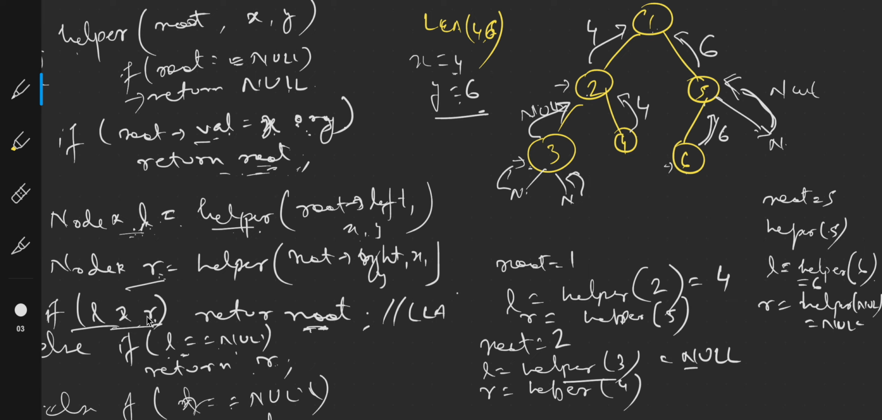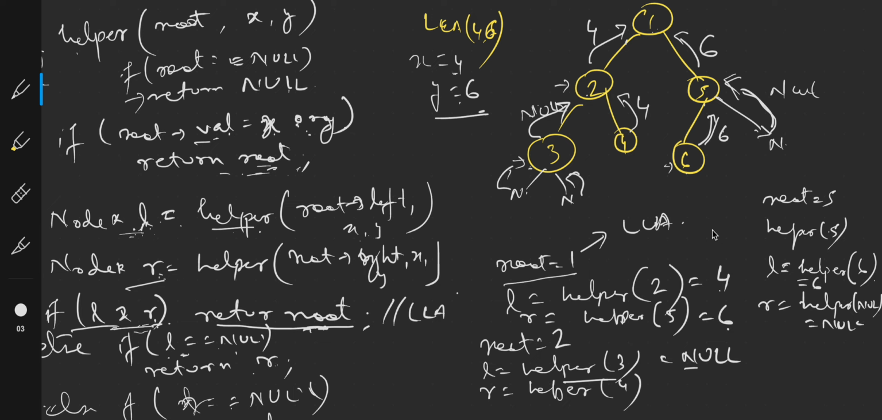So for 1 we will check this condition: if both L and R are not null, return root. Yes, if L and R both are not null, return root. So for root equal to 1, we got L equal to 4 and R equal to 6. Since both are not null, we will return 1 and this will become our LCA.